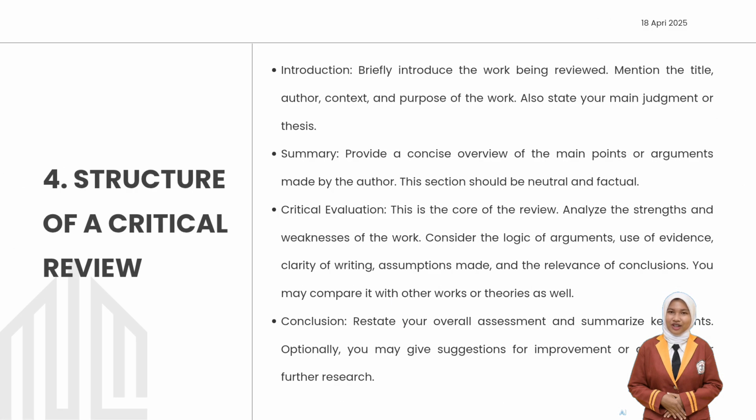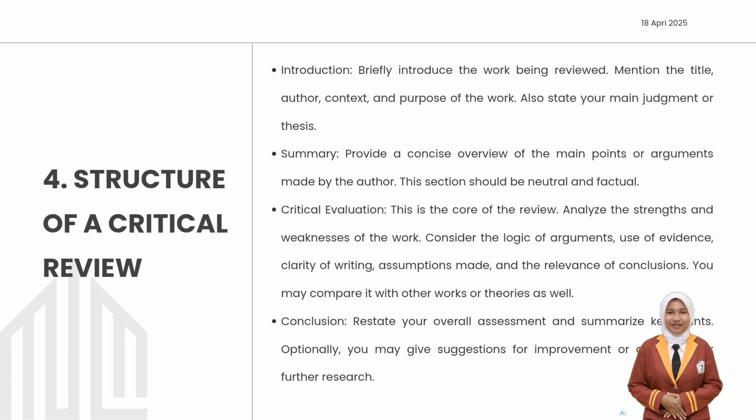4. Structure of a critical review. A well-written critical review usually follows a four-part structure. Introduction. Briefly introduce the work being reviewed. Mention the title, author, context, and purpose of the work. Also state your main judgment or thesis. Summary. Provide a concise overview of the main points or arguments made by the author. This section should be neutral and factual.